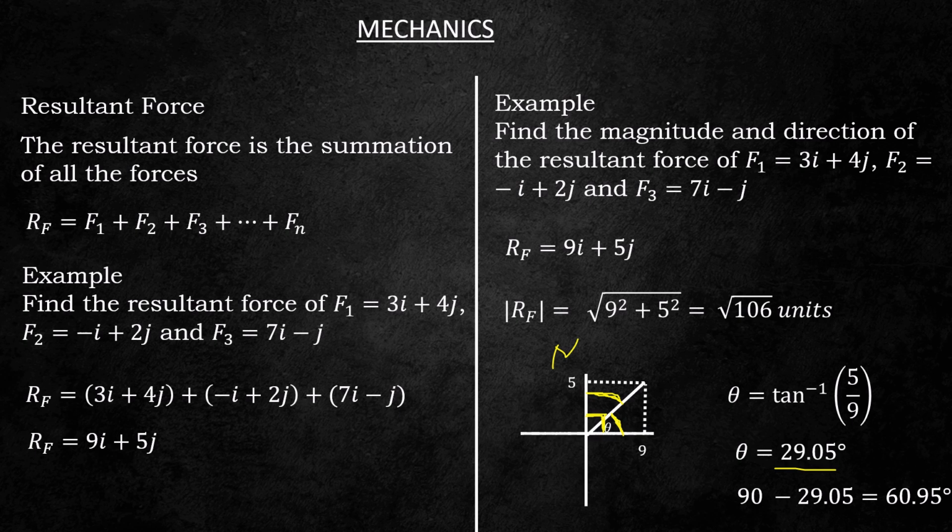The first quadrant over here is 90 degrees. So this angle over here is 90 degrees, and this theta over here is 29.05. So I just subtract the 29.05 from the 90 degrees, and the answer is going to be 60.95 degrees. So now this is the answer we are looking for. The answer to this question is 60.95 degrees.